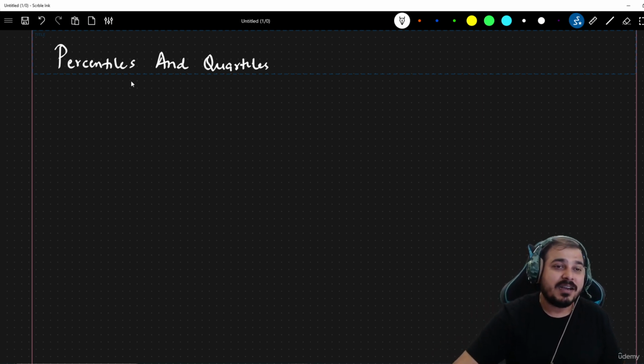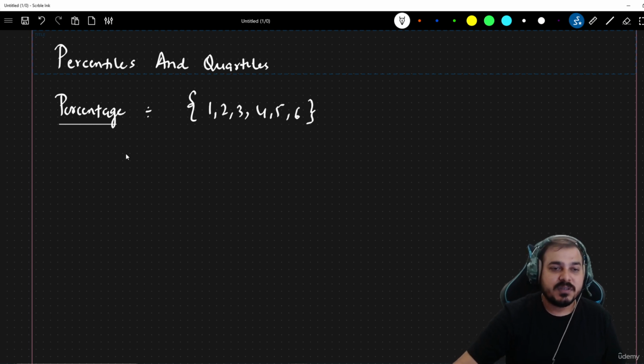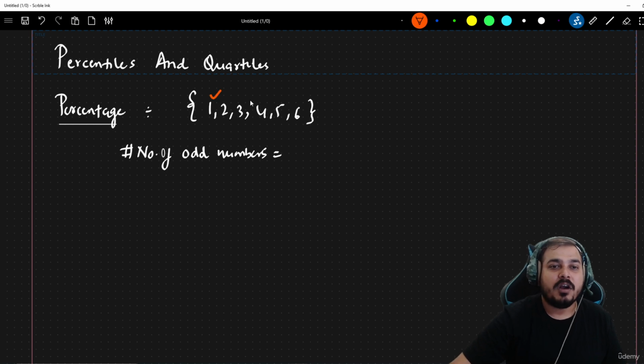So first of all, before understanding percentile and quartiles, what we are going to do is understand about percentage. Okay. Now we'll take one example. Suppose I have a list of numbers like 1, 2, 3, 4, 5, 6. Now suppose if someone asks me, Krish, what is the total number of odd numbers? I can definitely count it over here. So I have 1 odd number, 2 odd numbers and 3 odd numbers. So the total number of odd numbers is 3.